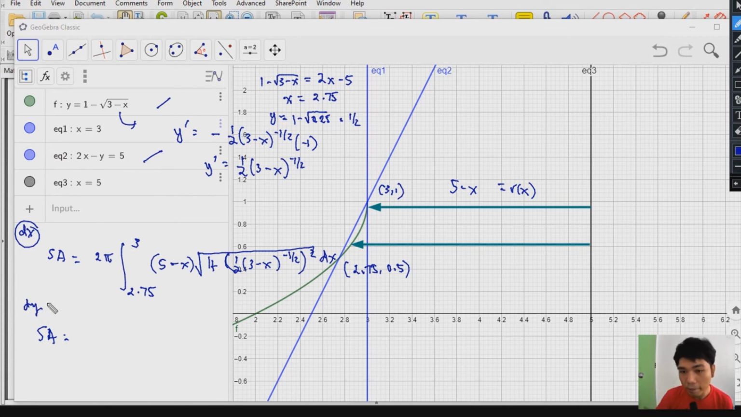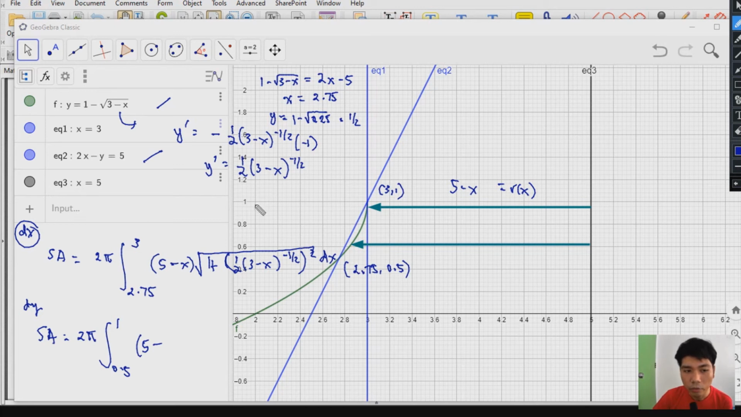So in dy, we just have to transform this in terms of dy. So that's 2 pi, and then what is the corresponding limit in y? So that's 0.5, and then this is 1. Knowing this, 5 minus x, so 5 will still be the same, but what is x here?